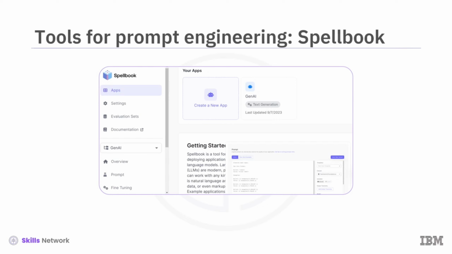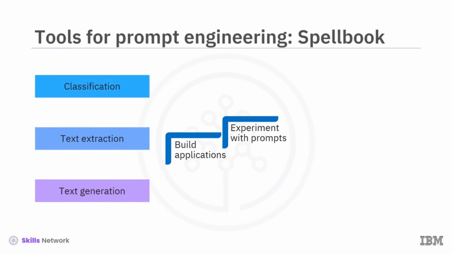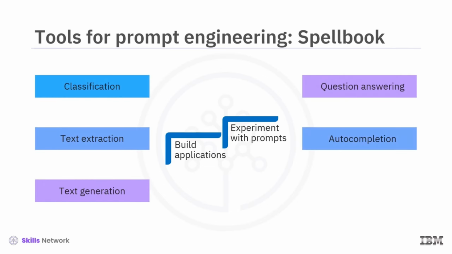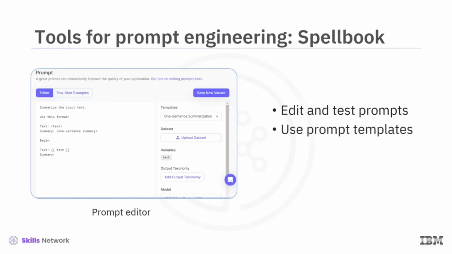Moving further, let's learn about Spellbook, an integrated development environment, or IDE, by Scale AI. With Spellbook, you can build applications based on a language model, or LLM, and experiment with prompts for various use cases, including text generation, text extraction, classification, question answering, auto-completion, and summarization. For prompt engineering, Spellbook includes a prompt editor that enables you to edit and test prompts. You can use prompt templates to leverage structured prompts for generating text. You can also access pre-built prompts as examples.